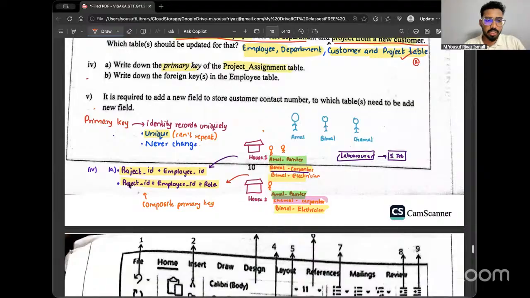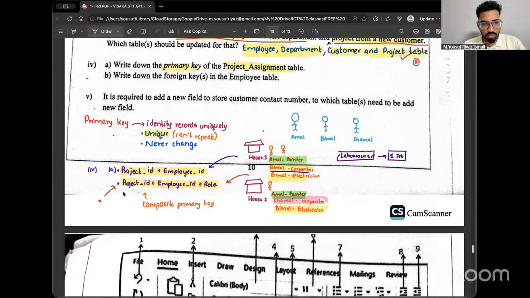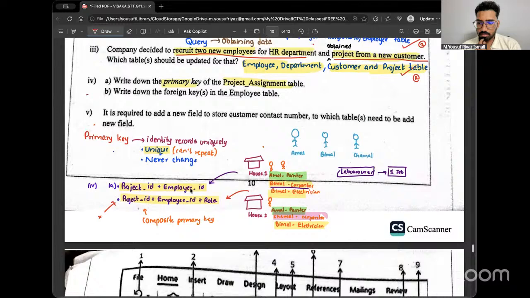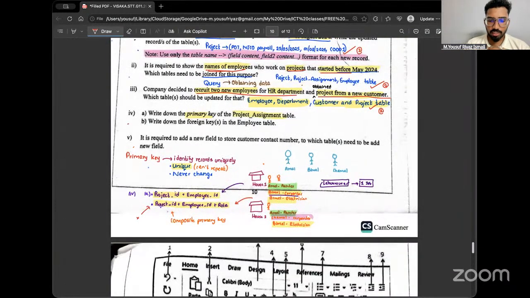By the way, how many of you mentioned the answer? Let me know the answer. How many of you mentioned this answer, like project ID, employee, and role, all three together? Did any of you mention that? These three fields. I hope you're clear on why that is the answer right now?